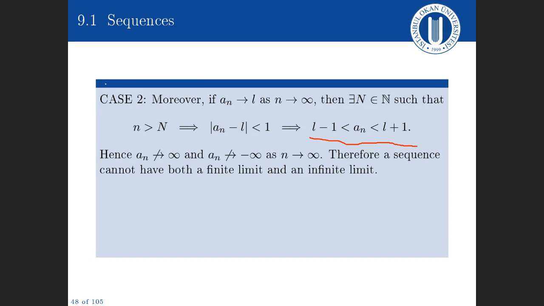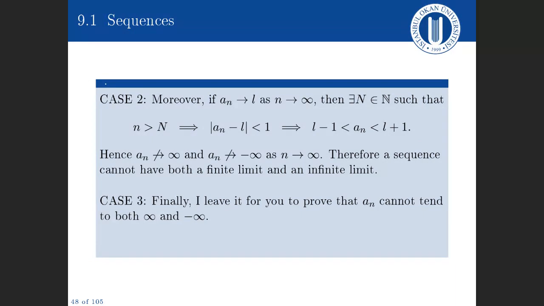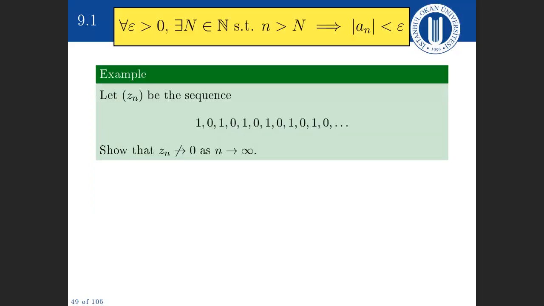There's one more case we need to look at. Is it possible to have a sequence which tends to both infinity and minus infinity? The answer is no, but I'm going to leave that for you to prove. That's the proof that a sequence cannot have two different limits.